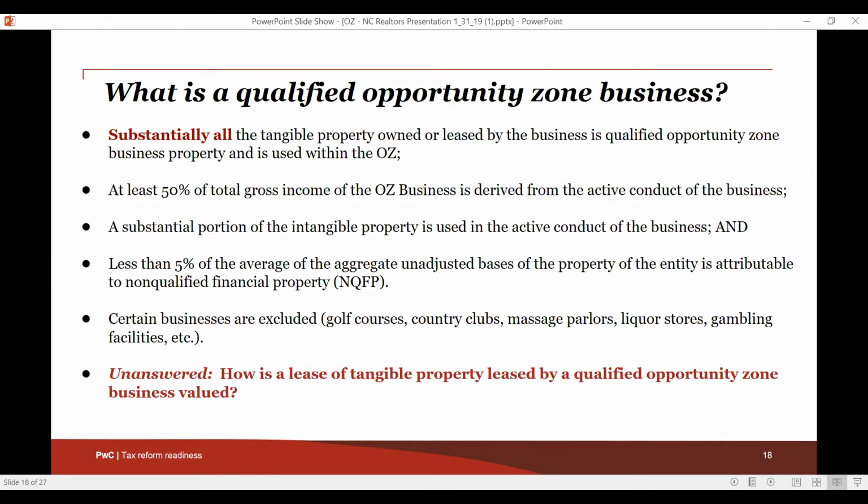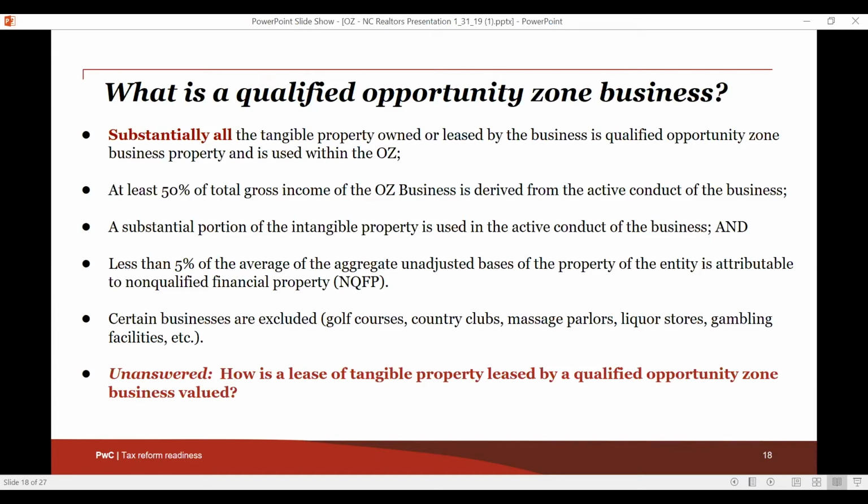Also, at least 50% of total gross income of the opportunity zone business is from the active conduct of the business. Again, this is something that has not been defined yet, but we are hoping for clarification on what is an active conduct of the business. For a business to qualify as an opportunity zone business, the non-qualified financial property must be less than 5% of the OZ business assets.